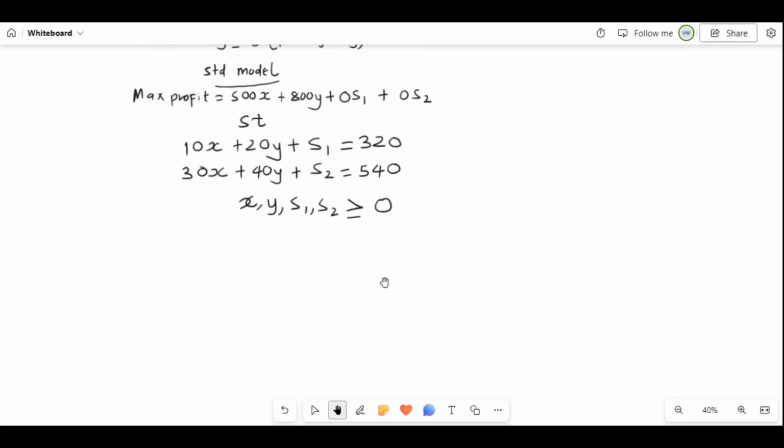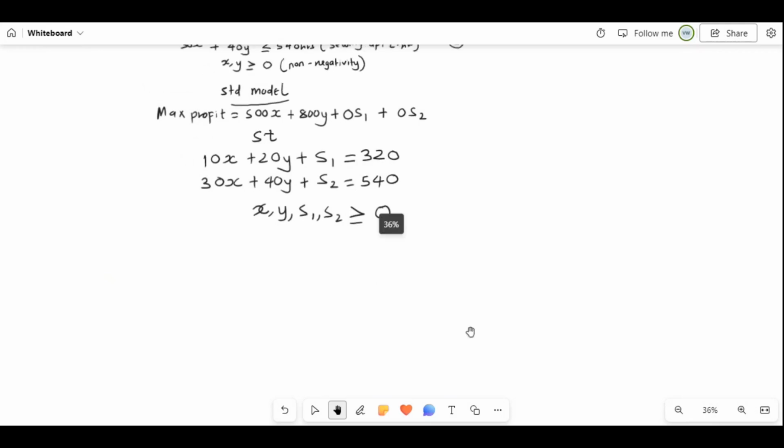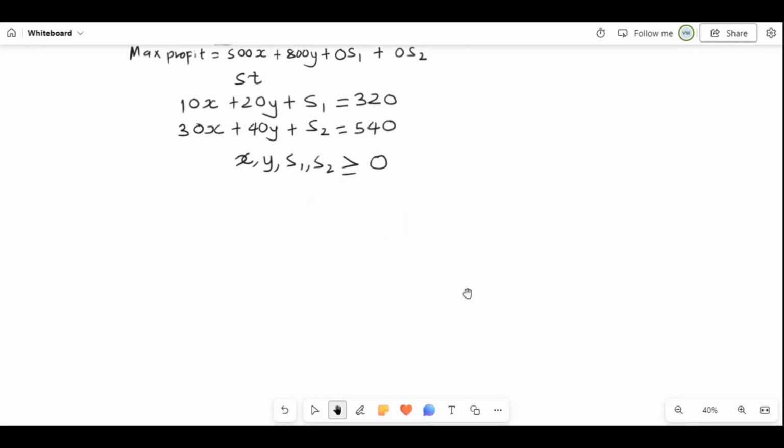The initial tableau will have what we can call the CJ row. The CJ row represents the unit contribution or the unit profit of our objective function, and it will have the variables of the objective function. So if I want to develop the initial tableau, this is how it will appear. I call this tableau 1.